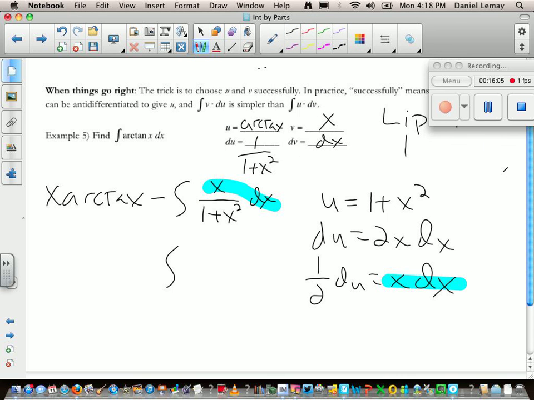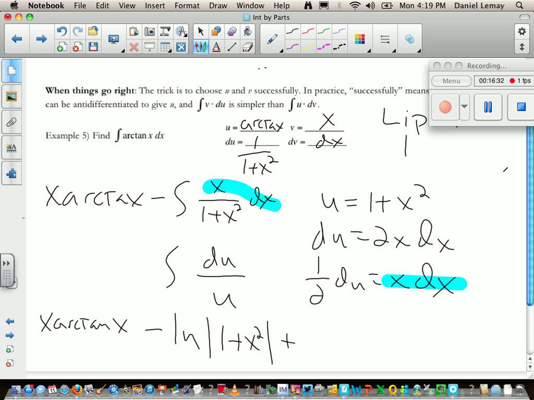So I'm going to say the integral of du over u, or 1 over u. Well, the antiderivative of 1 over u is ln u. So minus ln. I'm going to use an absolute value sign, though I don't need it for this problem, because 1 plus x squared will always be positive. So x arctan x minus ln of that plus c.